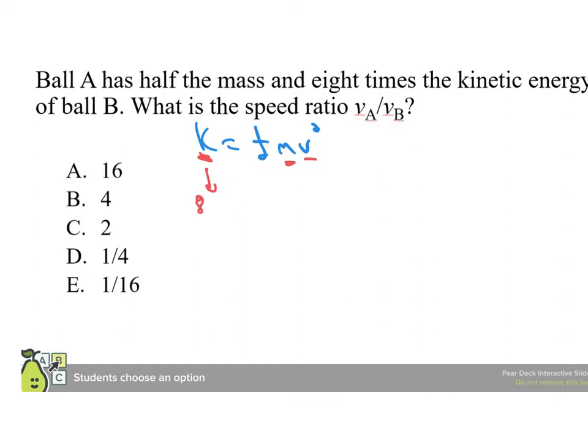which means that if this is 1/2, then this has to be something which is 16 times as much. The v squared part has to be 16 times as much. But for v squared to go up by 16 means that v had to go up by 4, because then when we square the 4, we get that 16 factor. So A has to be 4 times as great in speed as B is.